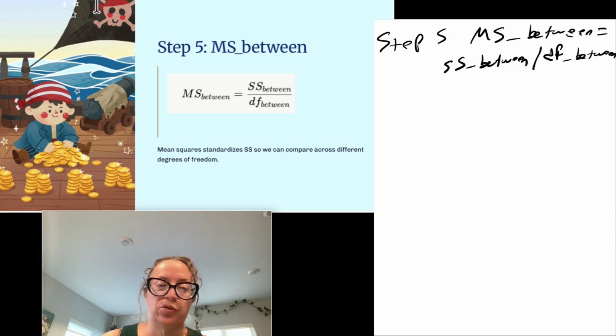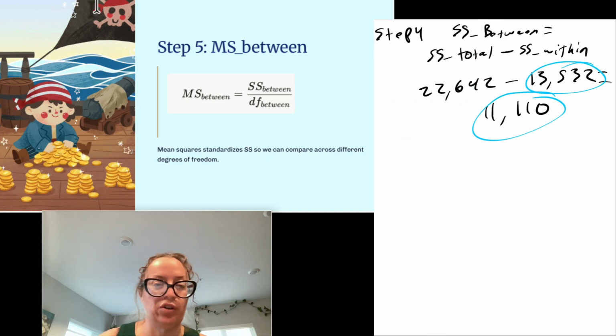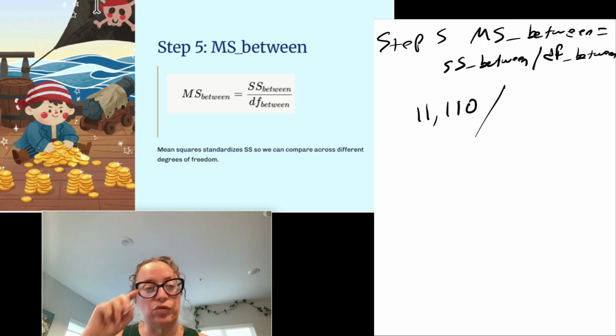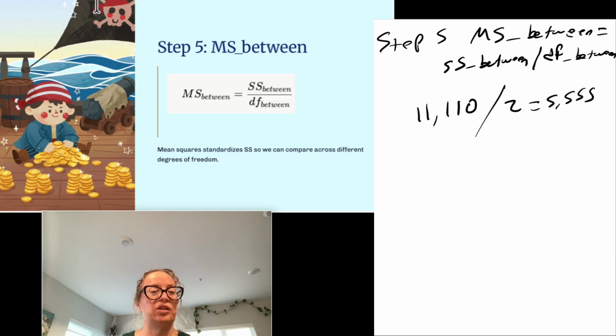So we know the sum of squares between was 11,110, right? So 11,110 divided by the degrees of freedom between, we just calculated, that is 2. So the mean of squares that are between is 5,555. Okay, easy peasy. So your estimate of the between group variance, the signal, okay, easy.